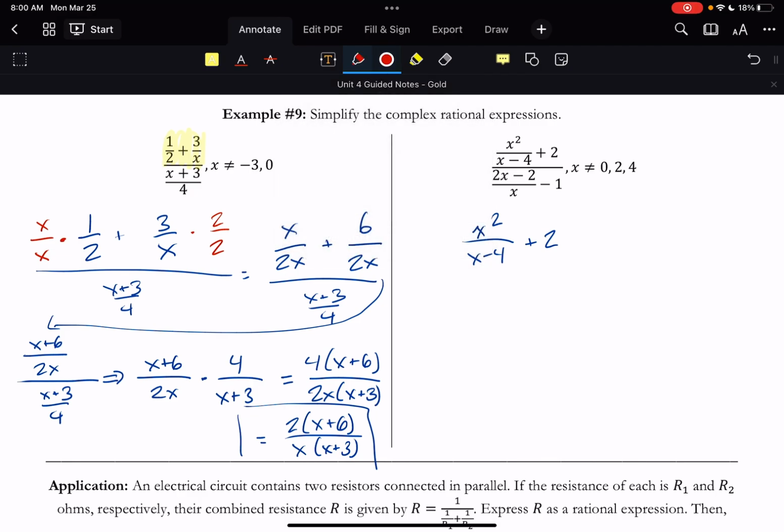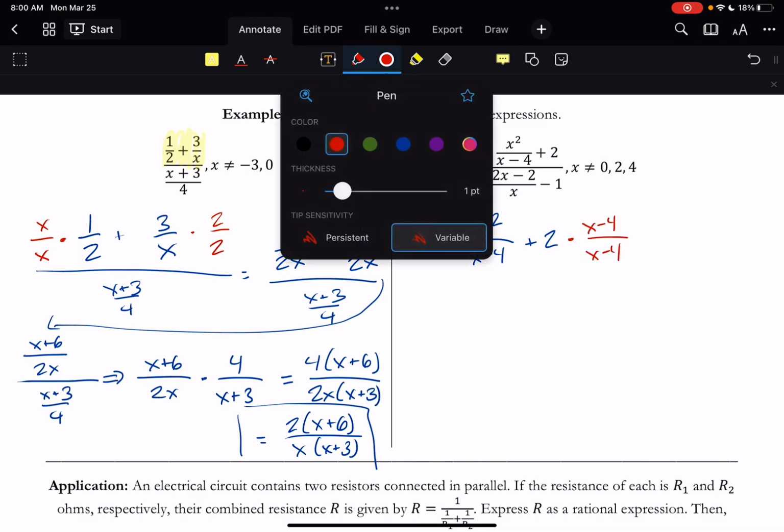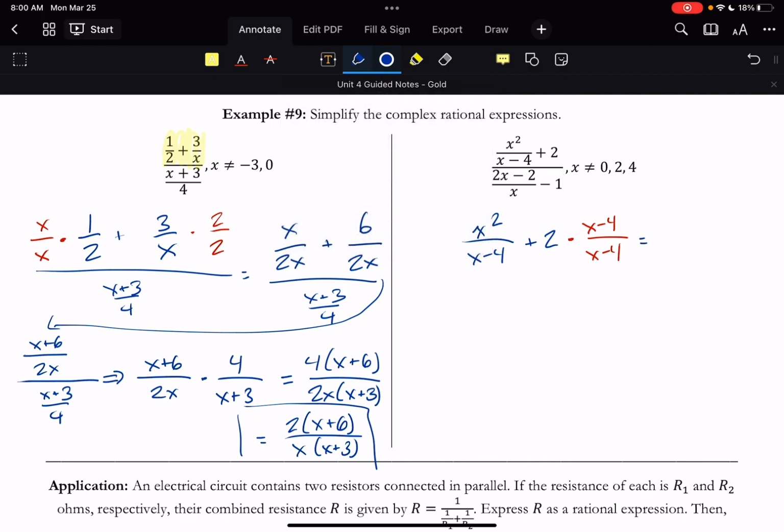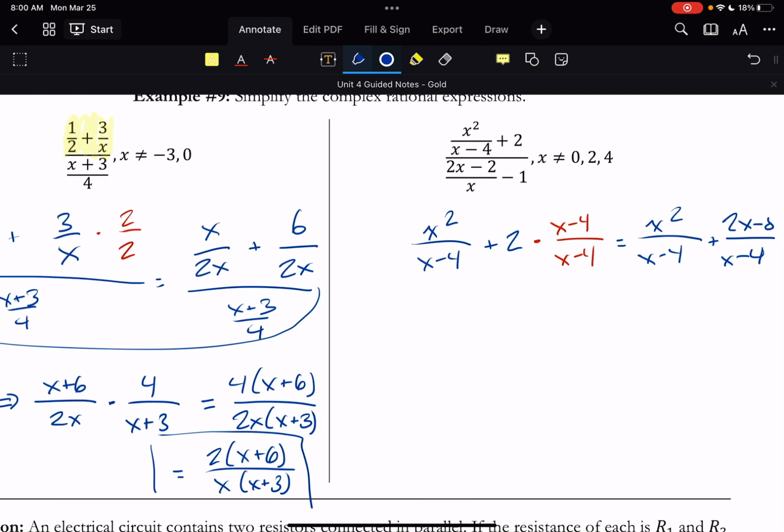Since I have that LCD already in my first expression, I don't need to multiply anything to it. But in the second one, I'm going to need to multiply the numerator and denominator by x minus 4 to get that common denominator. And so then I can go ahead and simplify that. So this gets me x squared over x minus 4 plus 2 times x minus 4 is going to be 2x minus 8 over, again, that's the common denominator of x minus 4. Now remember, this is all over a denominator as well, so 2x minus 2 over x minus 1.